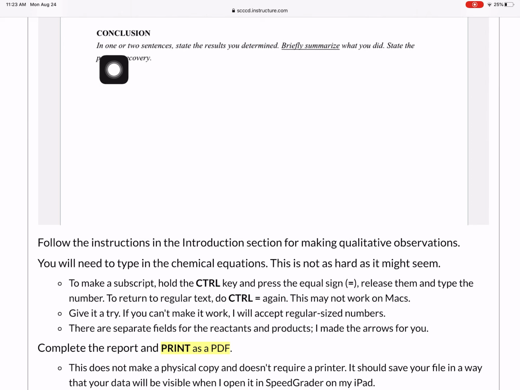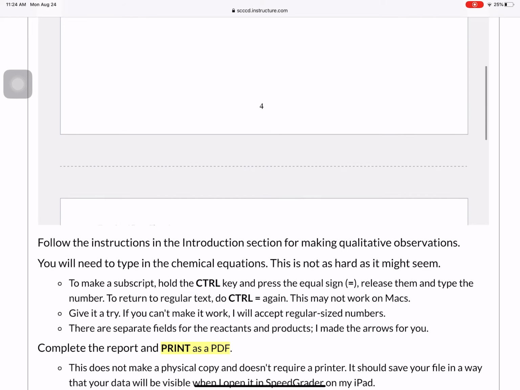Conclusion. So 1 or 2 sentences state the results you determined. Briefly summarize what you did. State the percent recovery. Okay, so this one you might think, well, how can I briefly summarize all of those chemical reactions? Well, you could say something like, copper was taken through a series of chemical reactions to form different compounds, ending up with elemental copper again, something like that.